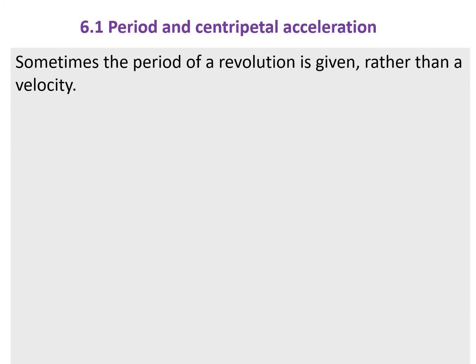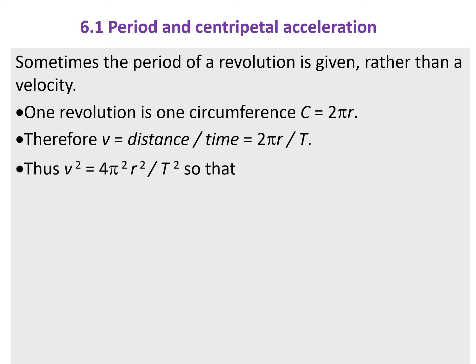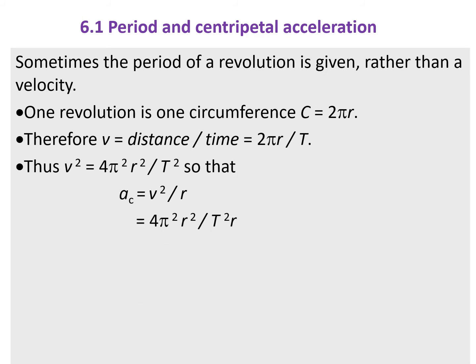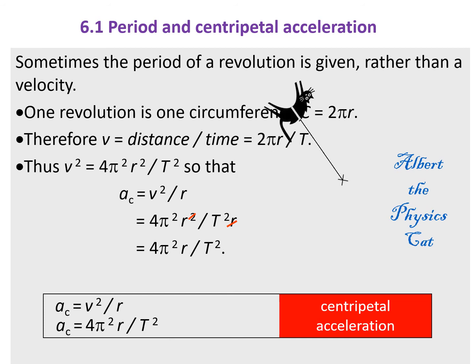Sometimes the period of a revolution is given rather than the velocity. If we know the circumference, then we know everything about the speed. Because speed is distance over time, the distance traveled by an object in circular motion is 2 pi r over capital T. Thus, v squared is 4 pi squared r squared over T squared, such that the centripetal acceleration equals v squared over r, or 4 pi squared r squared over T squared over r. The r's cancel, and we are left with this expression for centripetal acceleration.